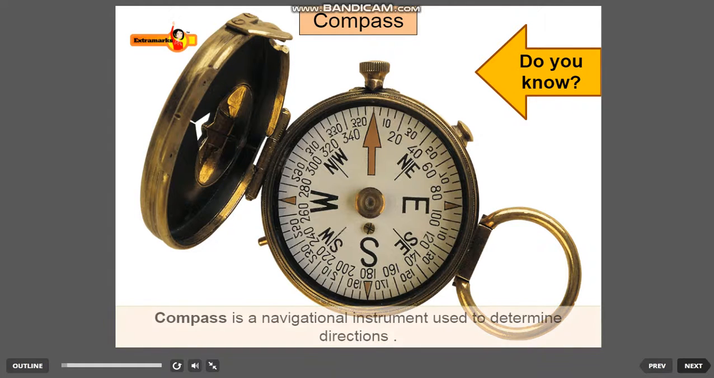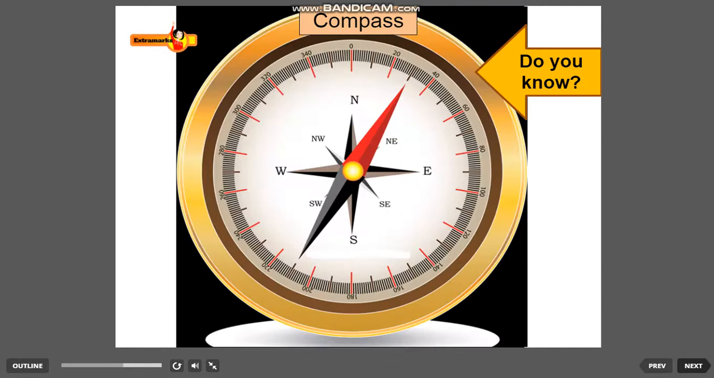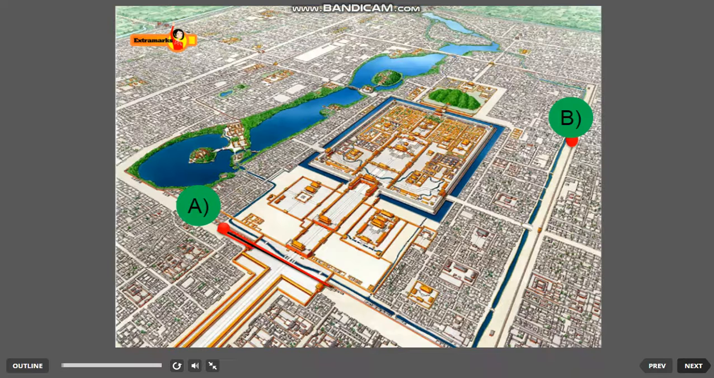Do you know? A compass is a navigational instrument used to determine direction. Most compasses are marked with the four cardinal points: north, south, east, and west. But some are marked additionally with the number of degrees in a circle. North is 0 degrees, south is 180 degrees, east is 90 degrees, and west is 270 degrees.